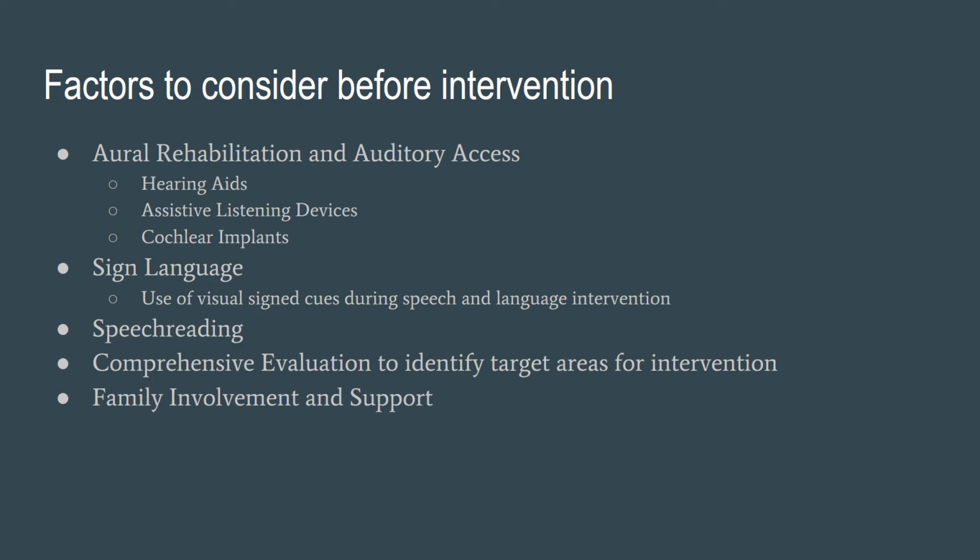Okay, so some factors to consider before going into intervention would be making sure that the child or adult, whoever is going to be receiving intervention, has auditory access. So whether that be the use of hearing aids, assistive listening devices, or even cochlear implants. But this is a family decision. They decide what is best for them. So that may even include the use of sign language or speech reading. And after these factors have been considered, they'll receive a comprehensive speech and language evaluation to identify target areas for intervention.